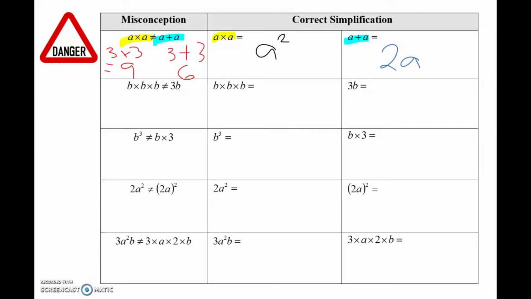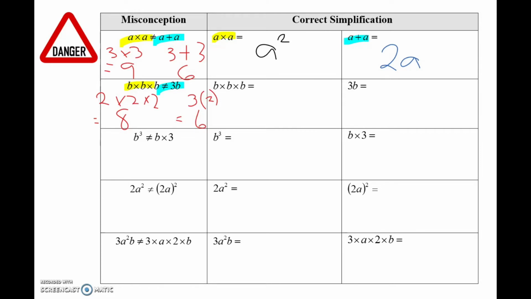Next, let us take a look at the second misconception. B times B times B is not equal to 3B. If we substitute in numbers, for example, let B equal to 2, so we have B times B times B equal to 2 times 2 times 2, which will give us 8. However, 3B is 3 times B, it's also 3 times 2 equal to 6. Here, the value is not the same.